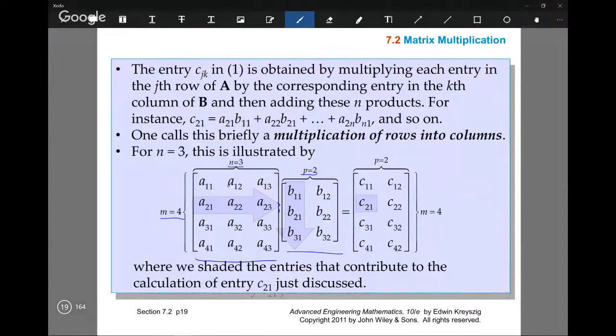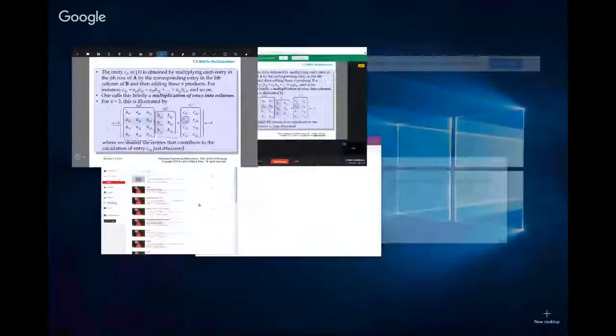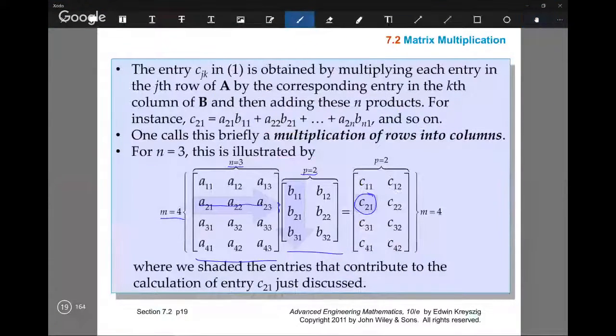Then the result of multiplying the first matrix with the second matrix is given by, for example, C2,1 is going to be: take the second row of the first matrix and the first column of the second matrix and multiply these two vectors component wise. So C21 is going to be A21 times B11, so these elements, plus A22 times B21, so these two elements, plus A23 times B31, so these two elements. Okay, so this is how you compute this element.